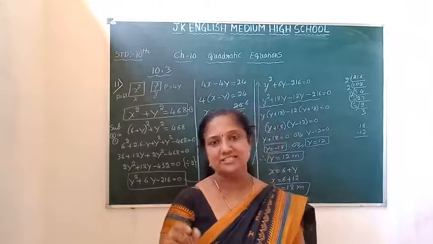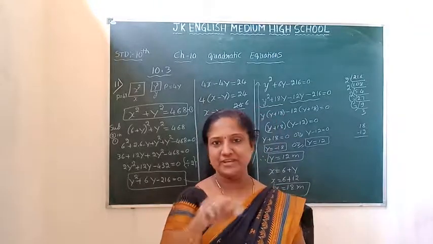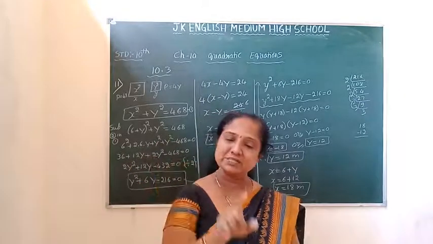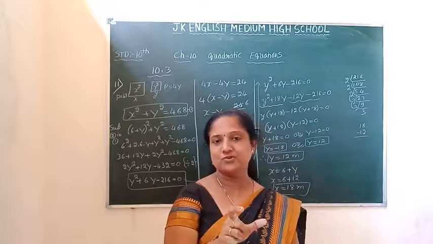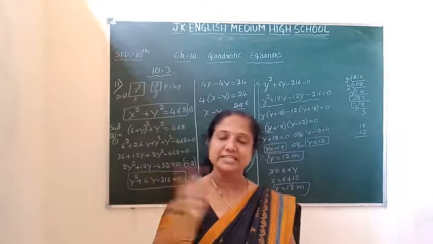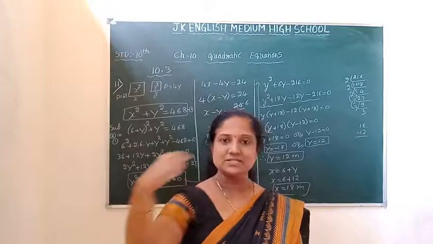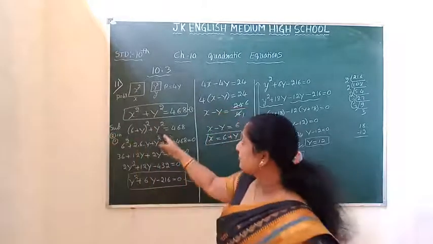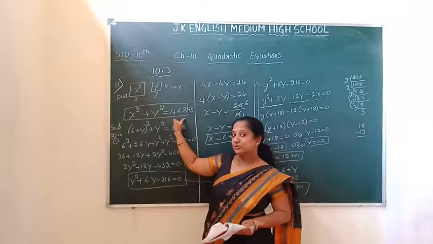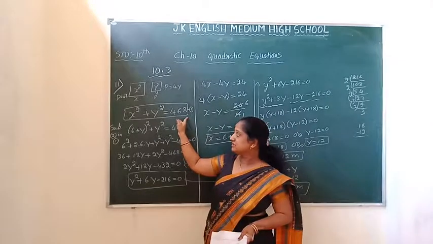Sum of the areas of two squares they give. So we have to write a rough diagram of two squares. Let the measurement of side of one square be x meter, another one square be y meter. Then the area becomes x square, y square. The sum of the areas of two squares is equal to 468 according to the statement, and we write the equation.